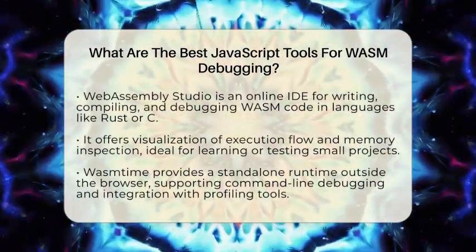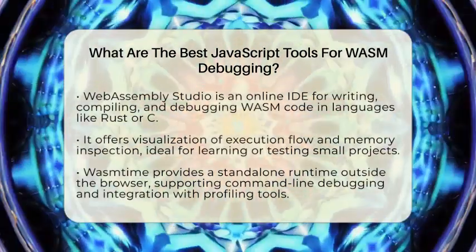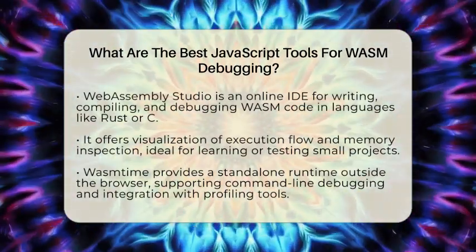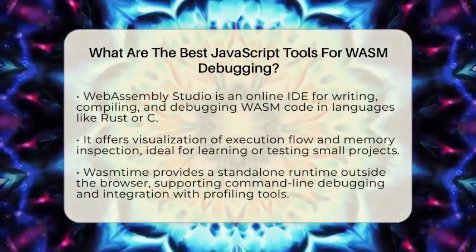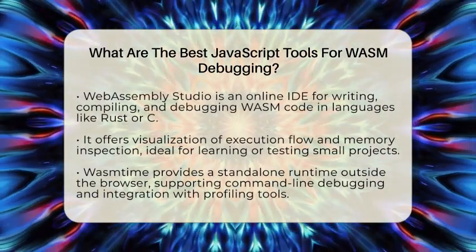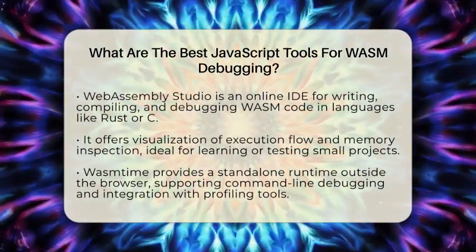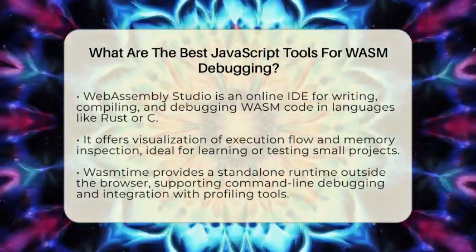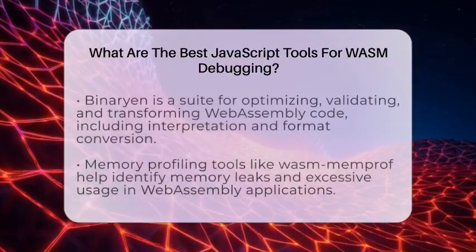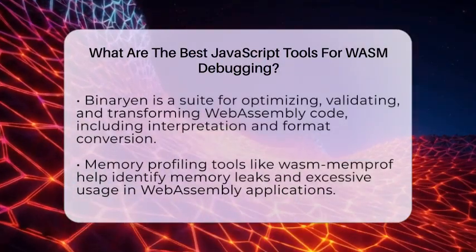For more advanced or offline debugging, there's Wasmtime. It is a standalone WebAssembly runtime that runs outside the browser. It supports debugging through its command line interface and can be combined with profiling tools like Linux's performance analysis tools. This is perfect when you need to embed WebAssembly in applications written in languages like Rust or C and want to troubleshoot without the browser.